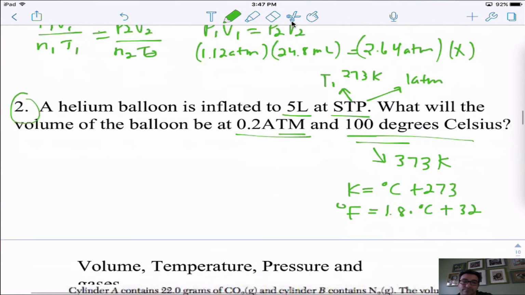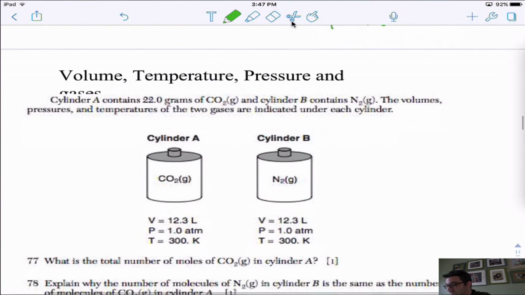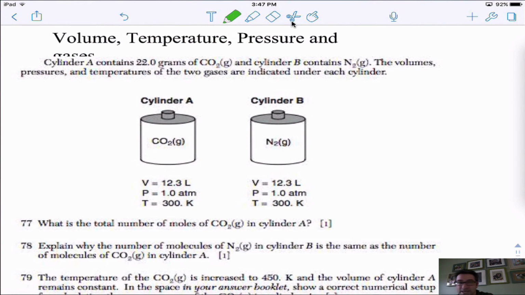Let's talk about it. Here's a typical regents question here, looking at volume, temperature, and pressure in terms of gases. They tell you that cylinder A contains 22 grams of CO2, and that cylinder B contains N2. They don't tell you how many grams. They tell you that the two gases' values are indicated: their volumes are equal, their pressures are equal, their temperatures are equal. First they ask you about the moles of CO2 in container A. That should be a review question from the mole chapter.